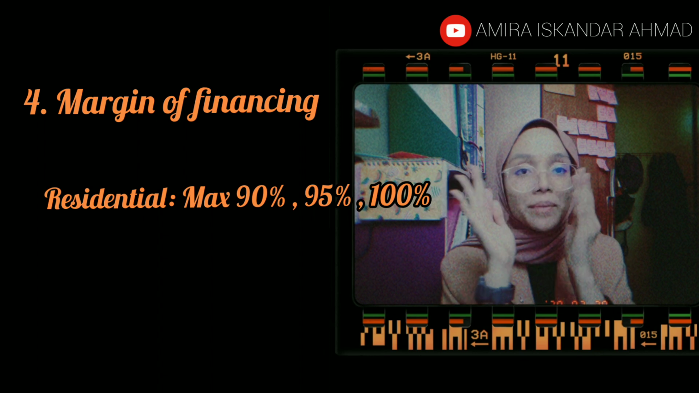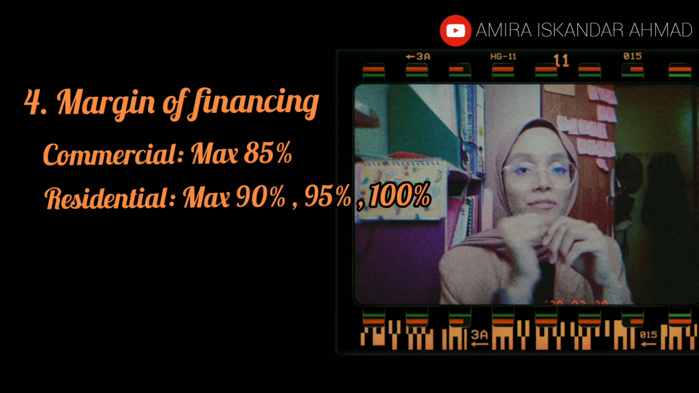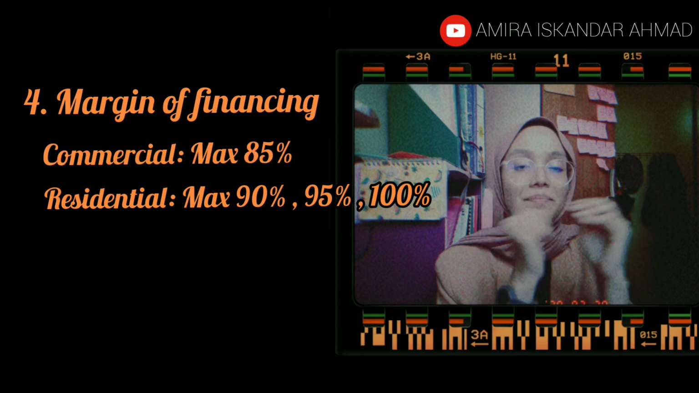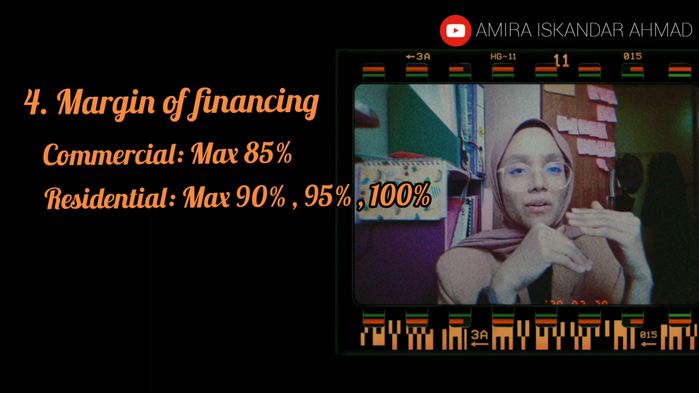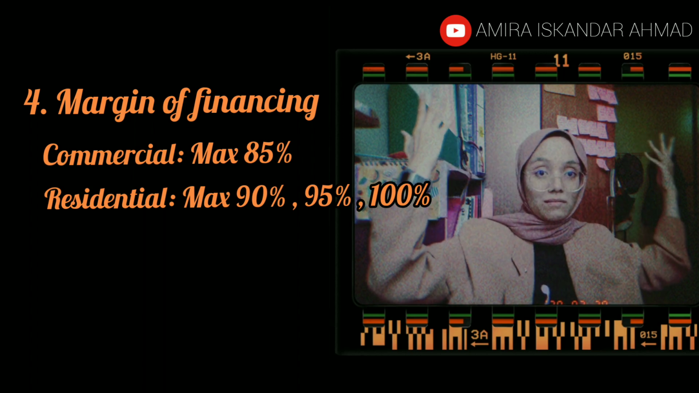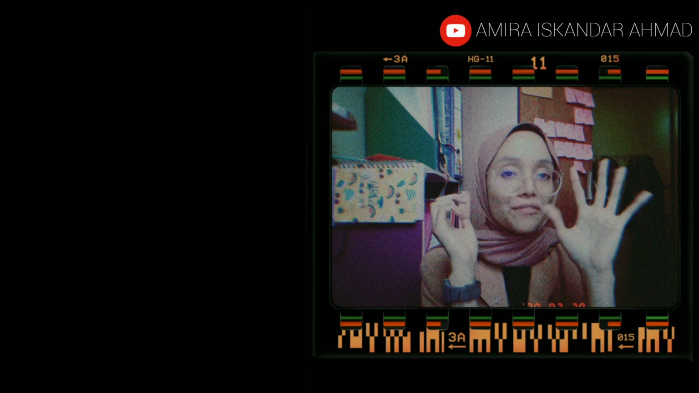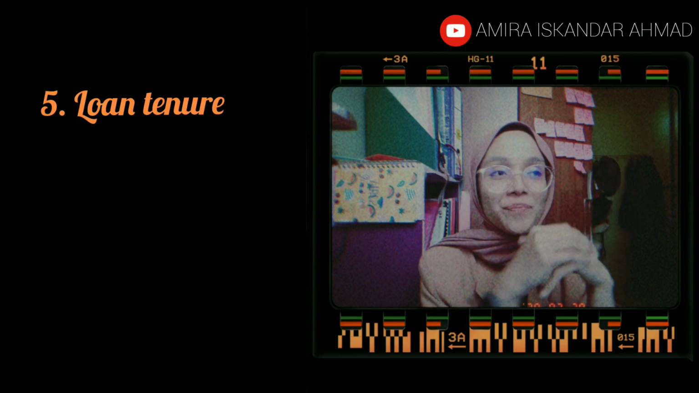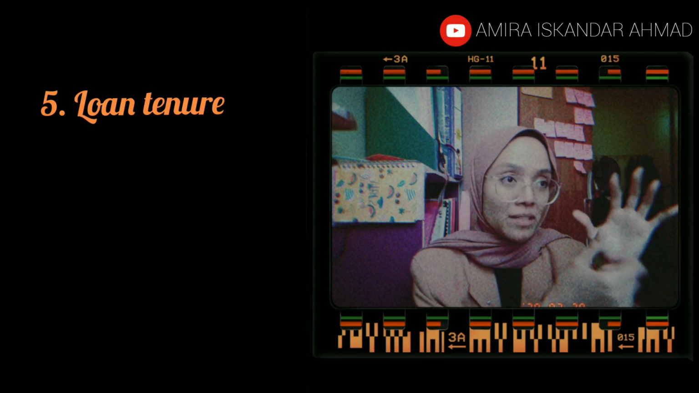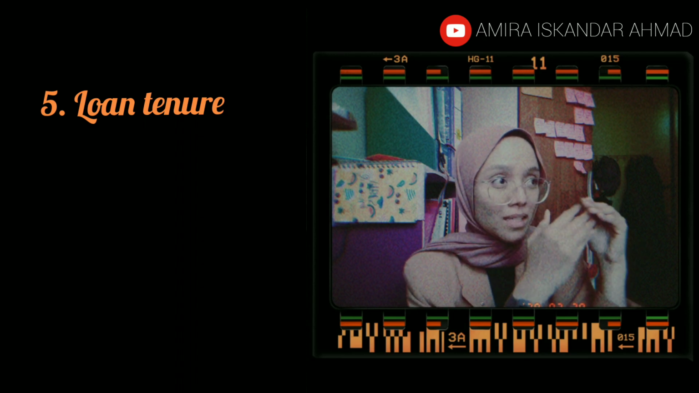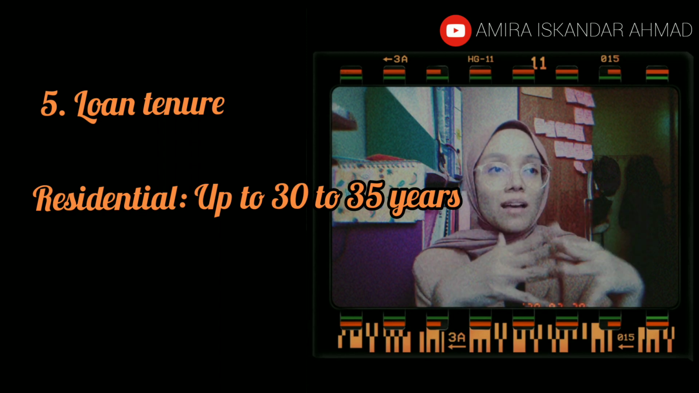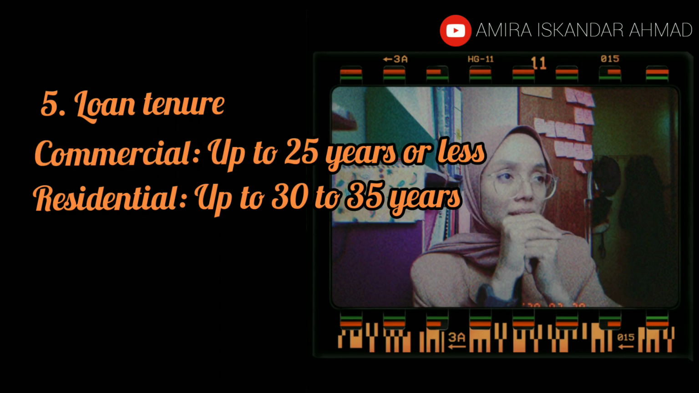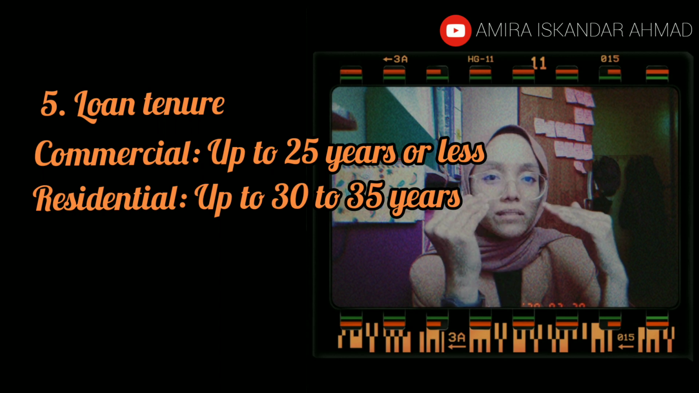Whereas for a commercial title property, the bank would normally give you around 85% maximum, or even lower. So it depends on your background. Okay. Fifth, the loan tenure. For a residential property, normally you are given 30 to even 35 years, depending on your age. For a commercial title property, it's normally around 25 years or even lower.